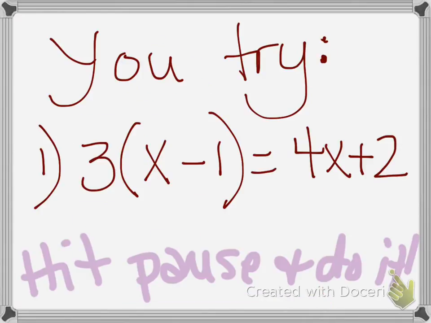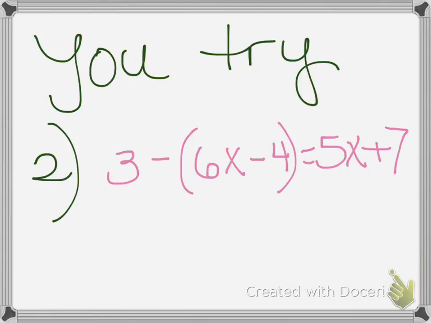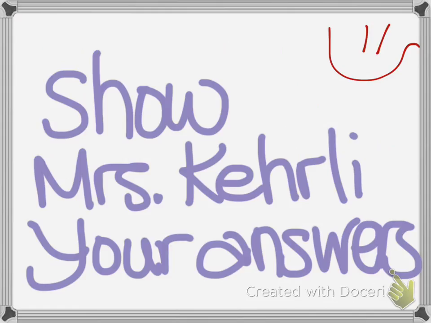You try. So you're given an equation, hit pause, practice the equation. When you finish this equation, hit play again, and you try the next equation. When you have both of your you try equations done, go ahead and bring those answers and let Mrs. Kehrli check them for you.